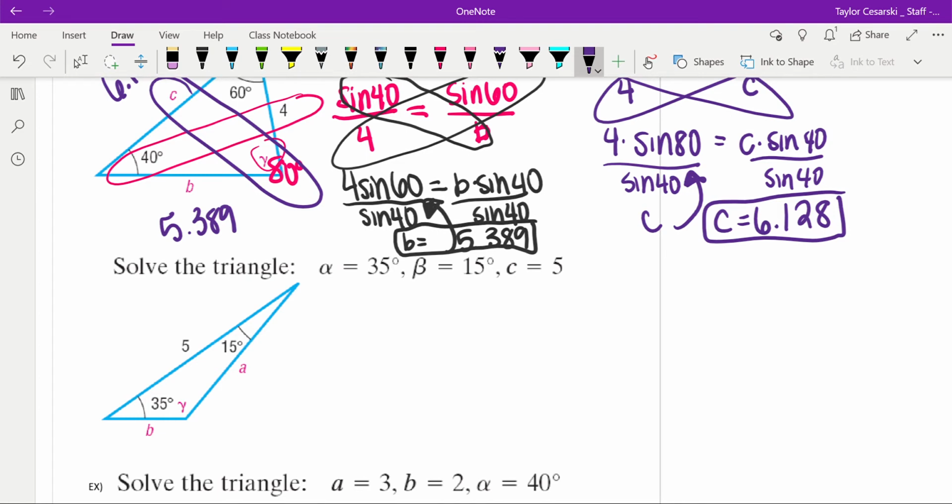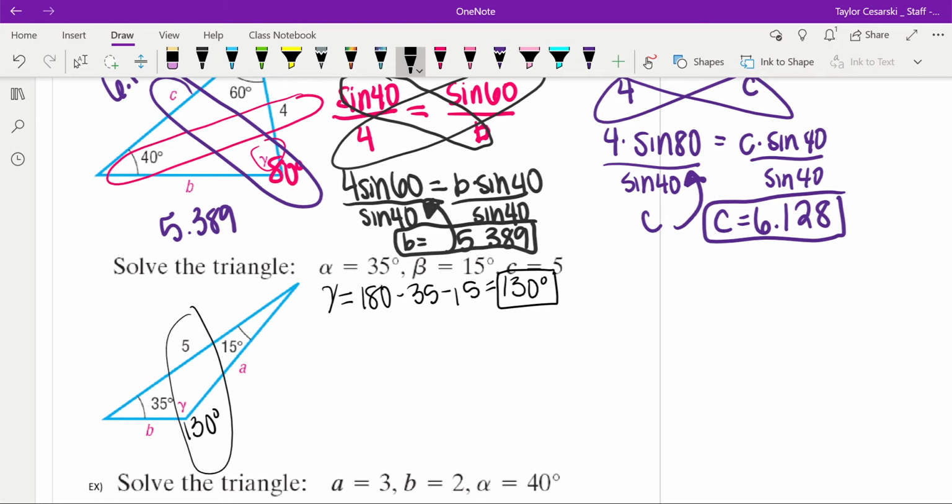So again, if I have two angles, I can really easily find my third angle. So I'm going to go ahead and do that first. So 180 minus 35 minus 15. So that's 180 minus 50, so that's 130 degrees. Okay, so then again, I'm going to set up the very same process here.